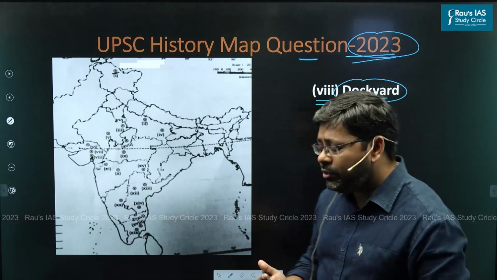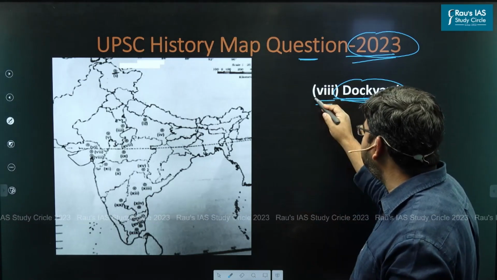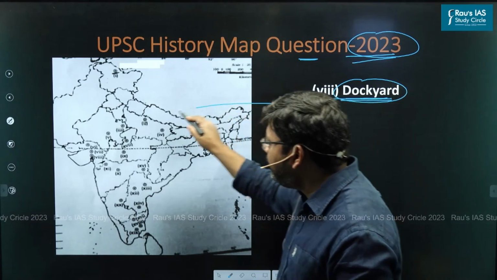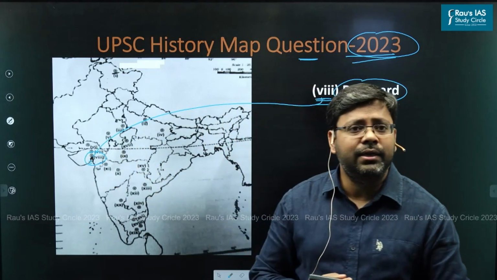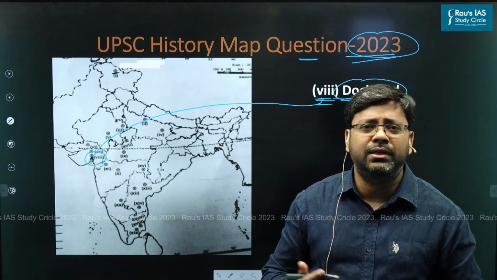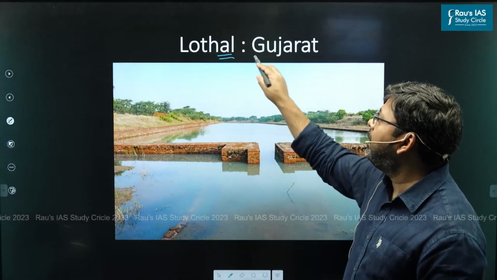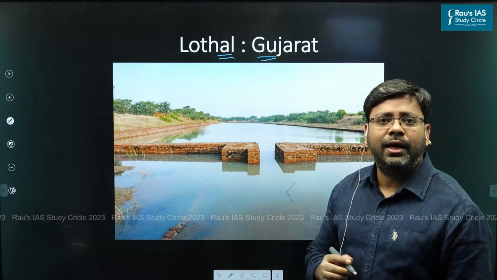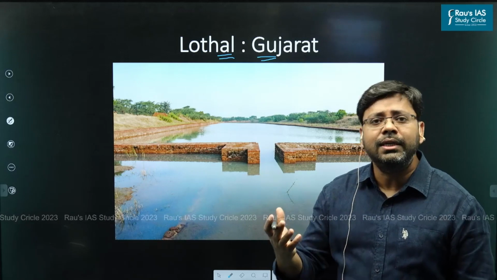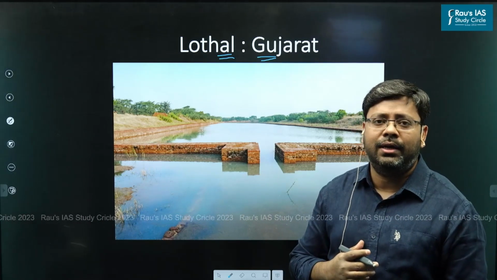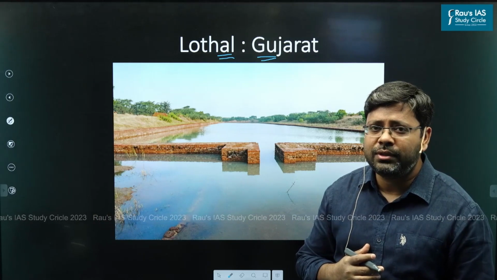Now, if you try to match the dockyard point, that is eighth point on the map, we can match it like this. A dockyard in Gujarat in ancient time is super easy information. We all know that in Lothal in Gujarat, from the time of IVC, we found a dockyard. And it is one of the earliest evidences of a dockyard-like structure that we have found in the world. A super easy map question this was.